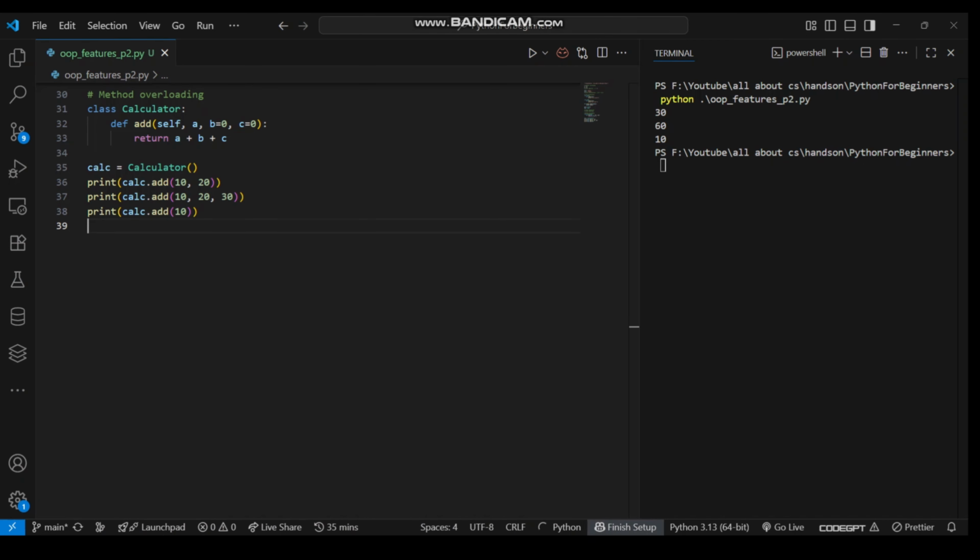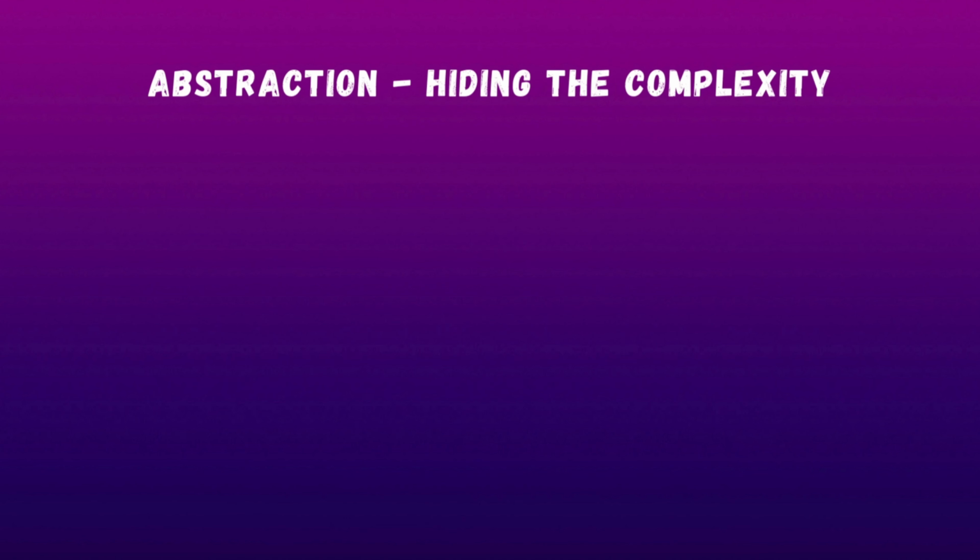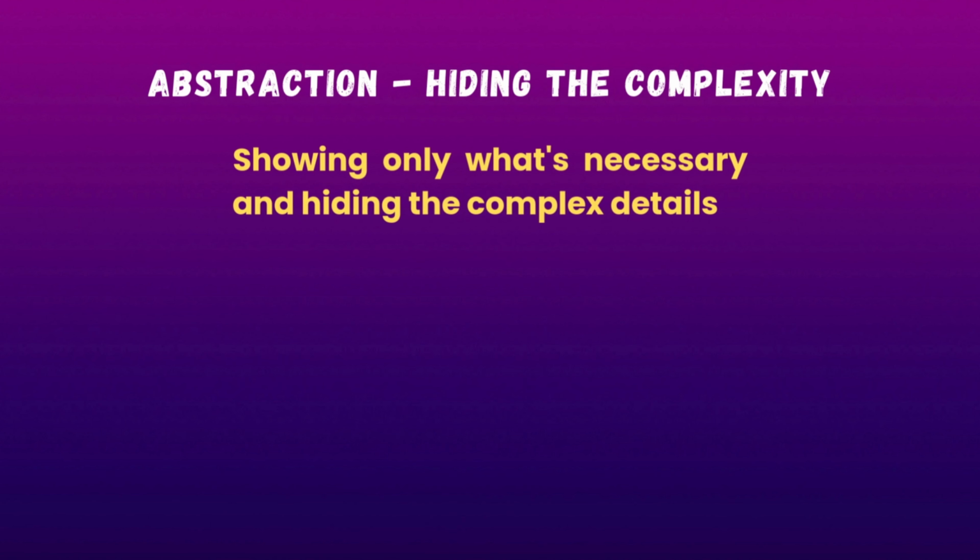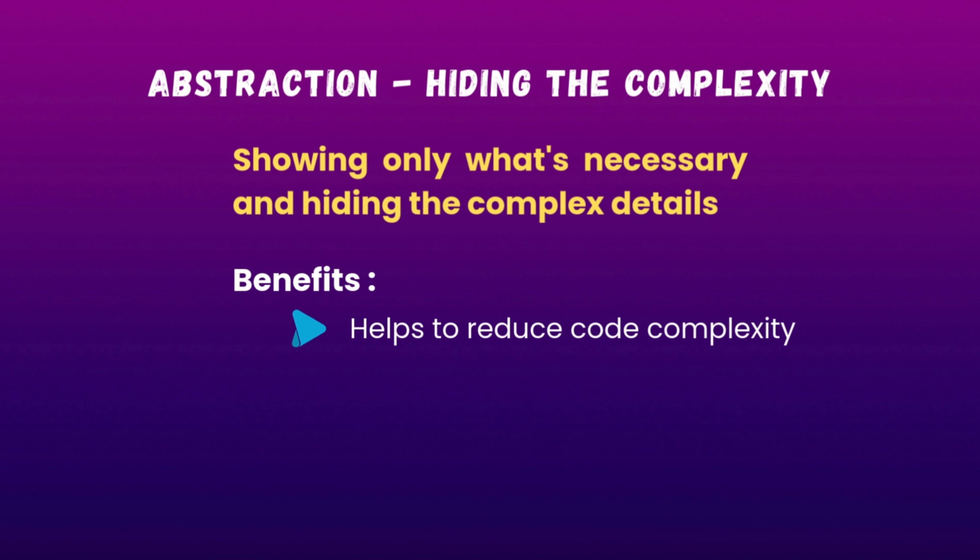Finally, the last concept of the four main pillars of object-oriented programming is abstraction, hiding the complexity. Abstraction means showing only what's necessary and hiding the complex details. It helps to reduce code complexity and increase code reusability.